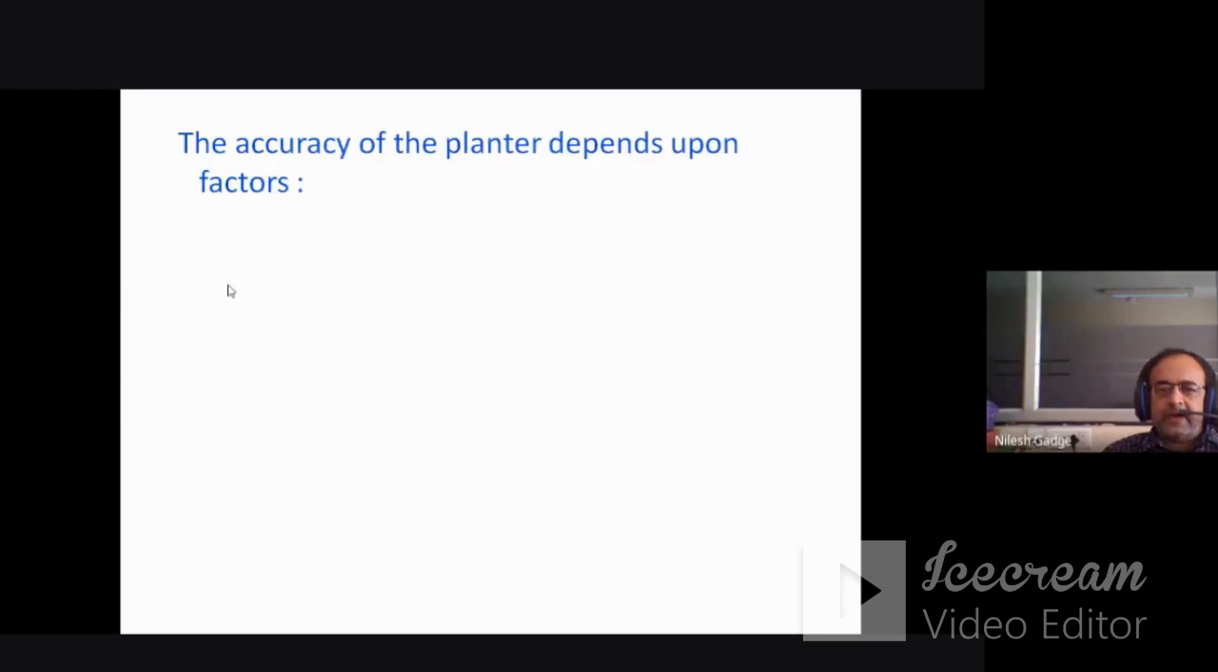The accuracy of the planter depends on the factor: speed of the seed planter.